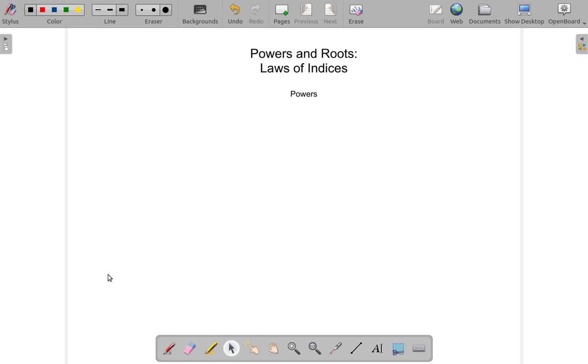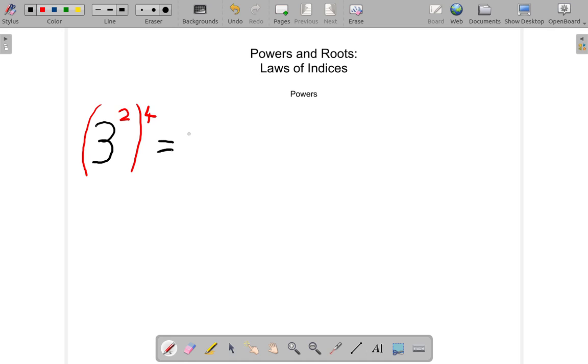Now let us say that our number here is 3, and 3 is raised to the power of 2. Then all of that is raised to the power of 4. Let's see how we would work this out.